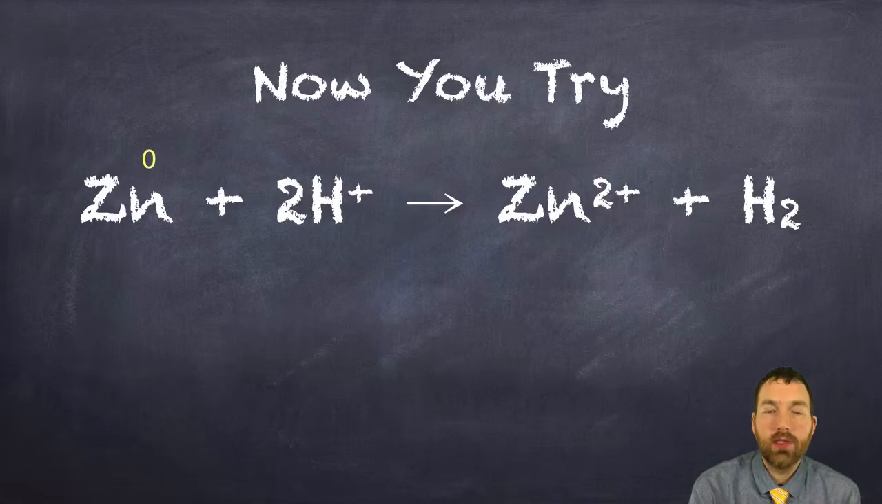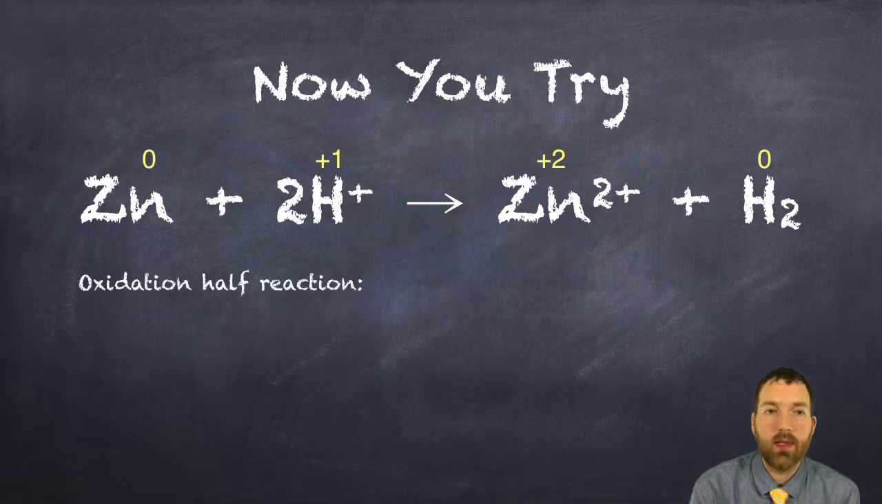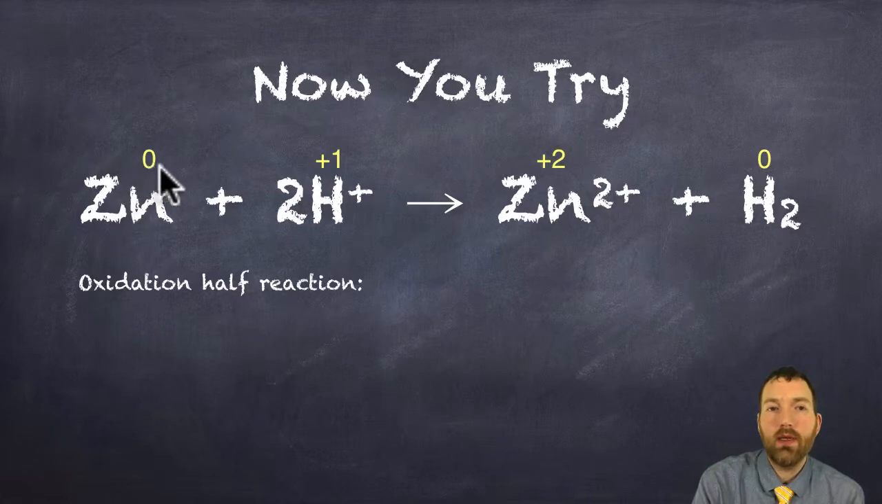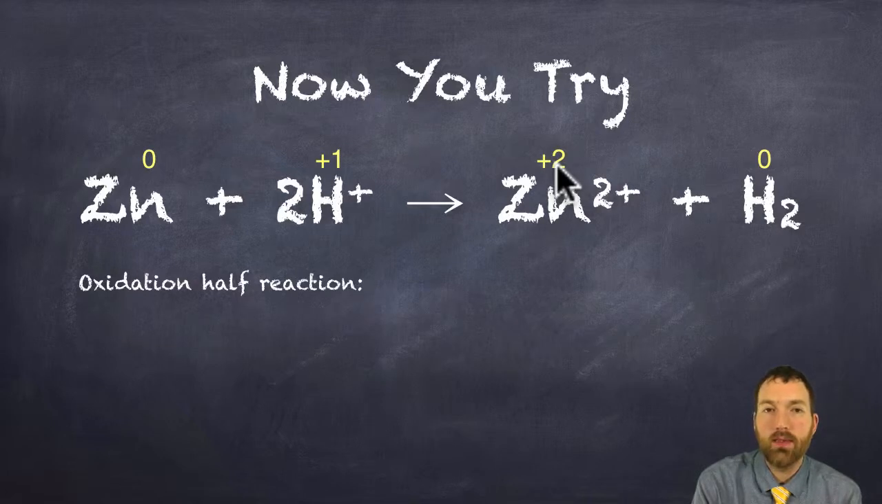Zinc gets a 0 because it's by itself. This hydrogen ion gets a +1 because its oxidation number is equal to its charge, as a +1 charge. So it has a +1 oxidation state. Same thing for this zinc ion, which gets a +2. And of course hydrogen at the end here gets a 0 because it's diatomic. So let's figure out who was oxidized. The zinc goes from 0 to a +2. So its oxidation number increased, so that means zinc was oxidized.